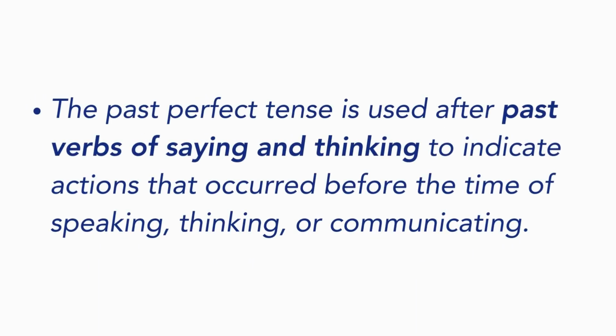Another usage for past perfect is that the past perfect tense is used after past verbs of saying and thinking to indicate actions that occurred before the time of speaking, thinking, or communicating. This tense helps to establish the sequence of events clearly, emphasizing which action happened earlier.